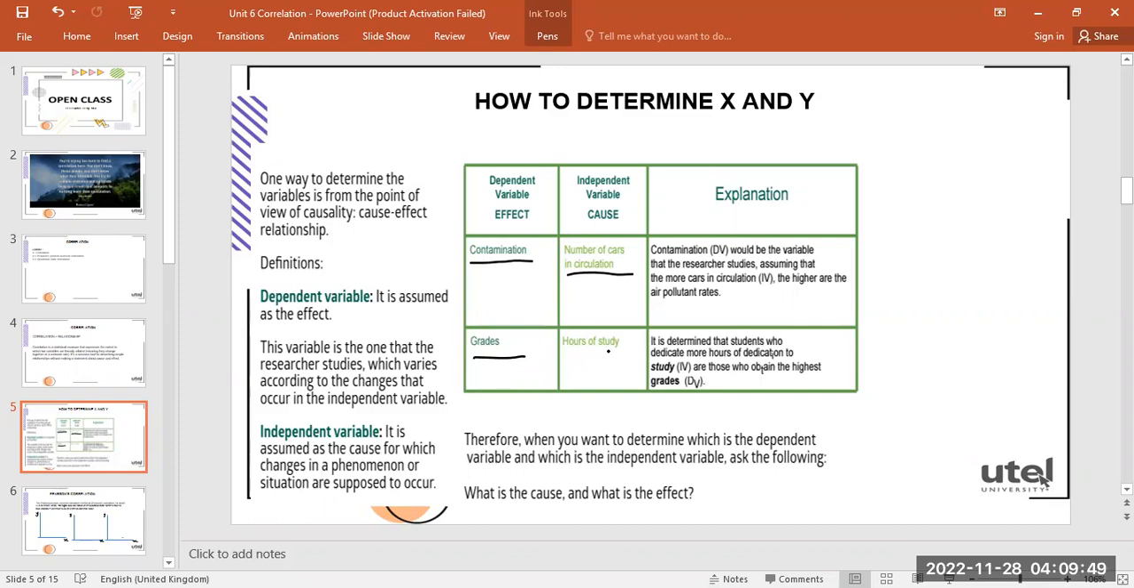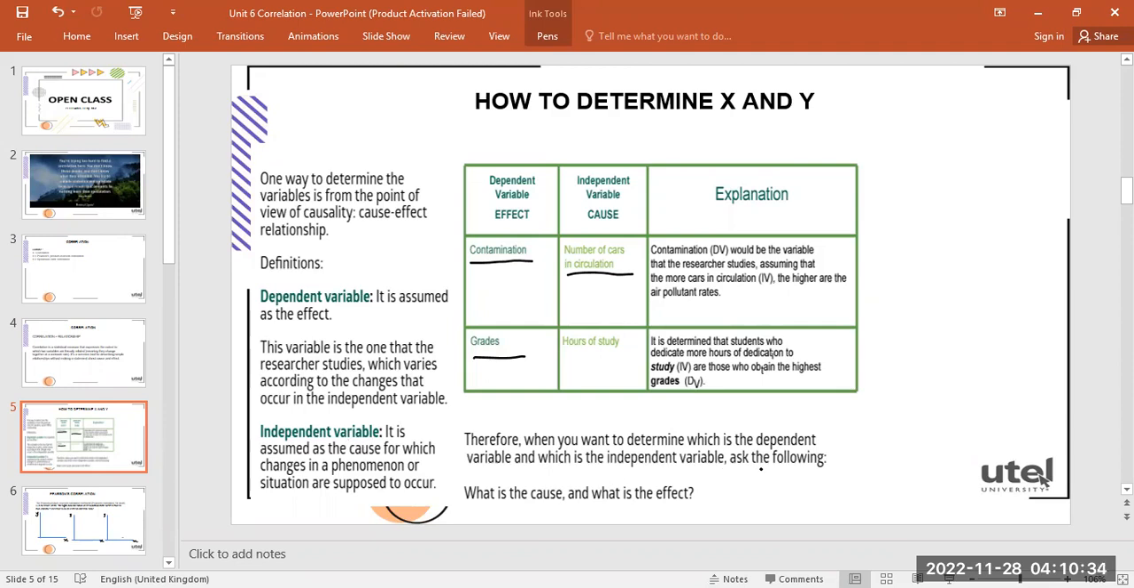So in this case, the independent variable, which is the number of hours, happens to be the cause, while the dependent variable, which is the effect, happens to be the grade. As you can see, the dependent variable is assumed to be the effect, and it is the variable that the researcher studies, which varies according to the changes that occur in the independent variable, while the independent variable is assumed as the cause for which changes in a phenomenon or situation are supposed to occur.